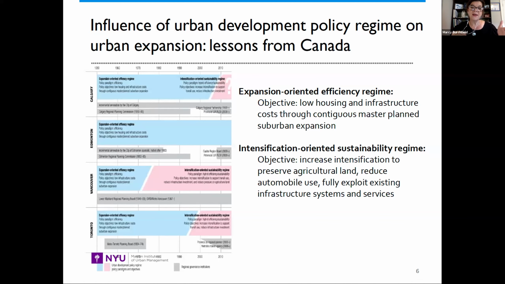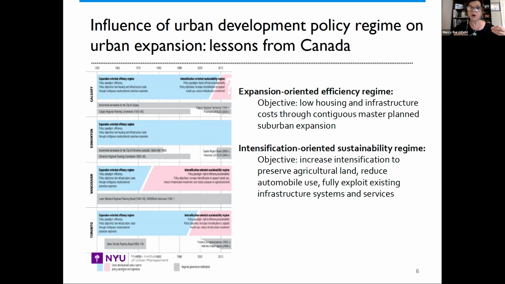As you can see, the Western cities, Calgary and Edmonton, had this urban expansion regime all the way up into the mid 2010s. Our timeline really stops around 2014. But Edmonton is actually pursuing that intensification sustainability regime as we speak. Vancouver introduced this intensification and sustainability regime earlier than most of the Canadian cities, in the mid 1970s to the early 1980s.